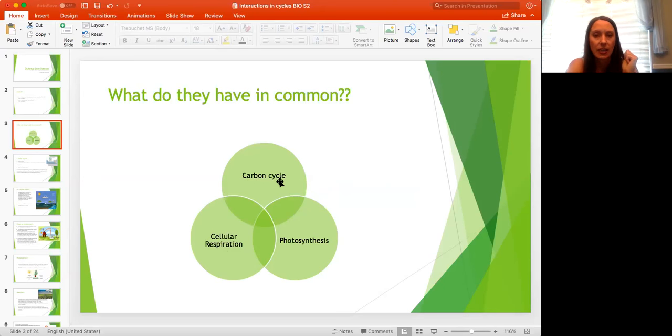And so what I did here is I just put up a quick little Venn diagram. You guys probably know Venn diagrams, they're great to show similarities and differences. So what do they have in common? What makes them different? Have we heard these before? Carbon cycle, cellular respiration, and photosynthesis. Maybe if you're going through biology, you've heard those before.